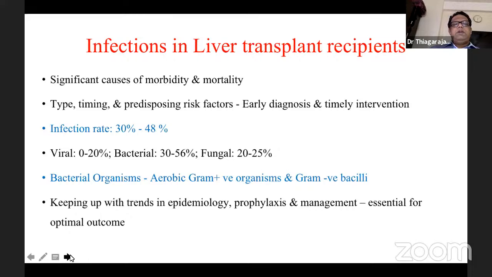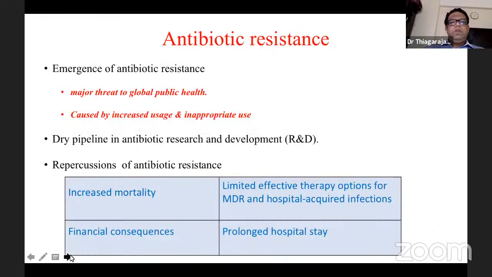If we keep up with trends in the epidemiology of these infections, the resistance patterns, the sensitivity patterns, the prophylaxis patterns, and the management, we can achieve good outcomes. Emergence of antibiotic resistance is a major threat to global public health. It's caused not only by increased usage, but also by inappropriate use.